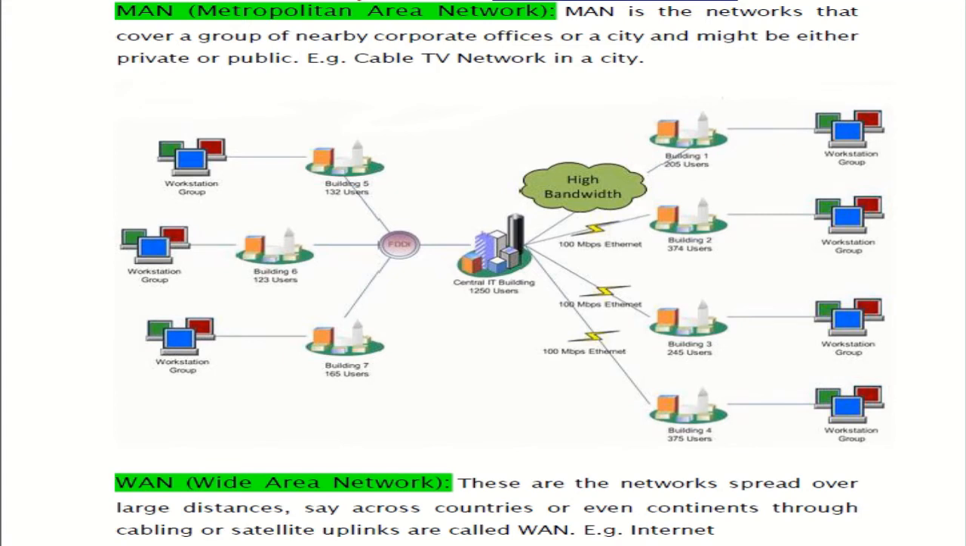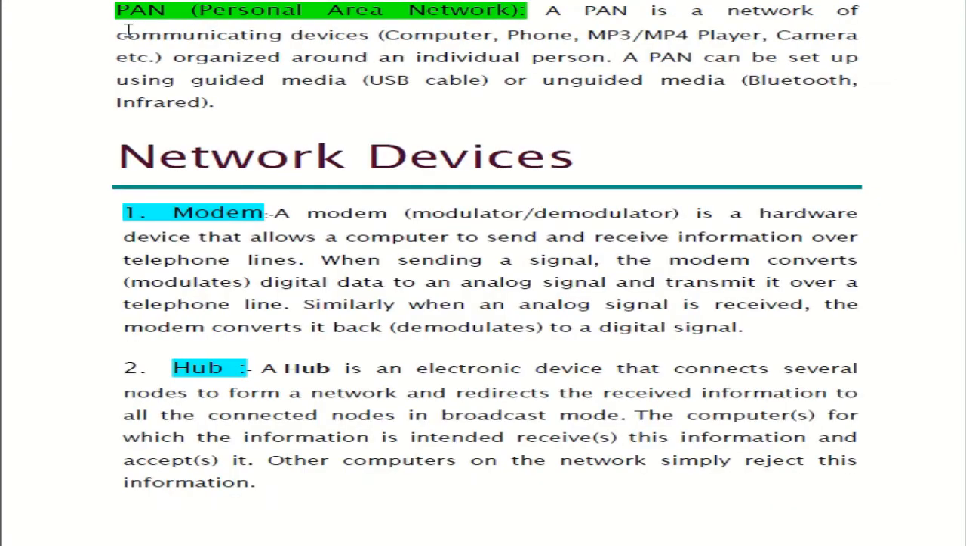The network capacity is distributed over a very high range. Now next is your PAN. What is the full form of PAN? Personal Area Network. The network which you use for your personal things.